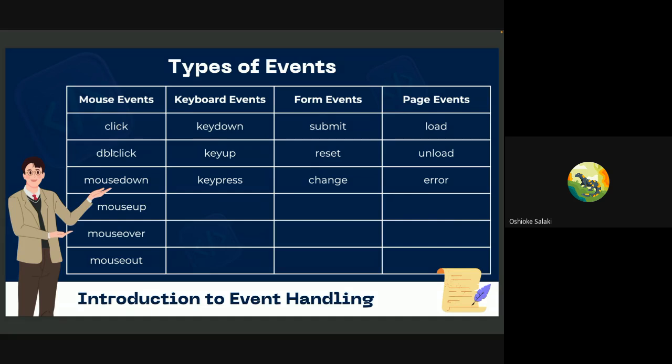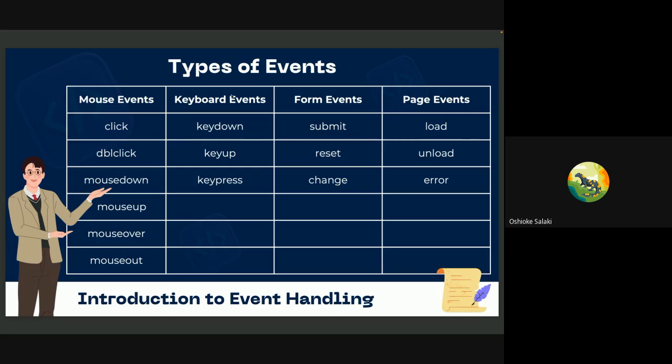The next thing is the double click, which is to double click. Then we have the mouse down and the mouse up. Then we have the mouse over. The mouse over is when you use your cursor to hover on an element, and that triggers the mouse over. Then we have the mouse out. In this box now, my mouse is within it, but the moment I move my mouse out of the element, it triggers the mouse out event.